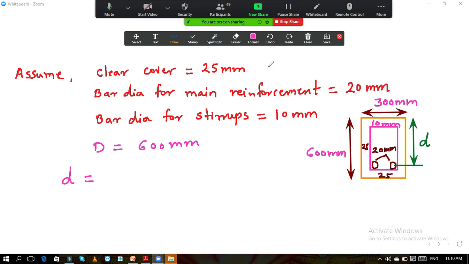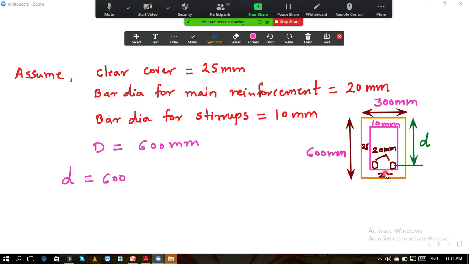Now if you calculate the effective depth d, then this total is 600. So I will write over here 600. From this 600 we need to minus this 25 first. After this 25 we need to minus this bar of 10 mm diameter. After this 10 mm diameter bar, we should take half of this main bar. So these three things we need to minus.